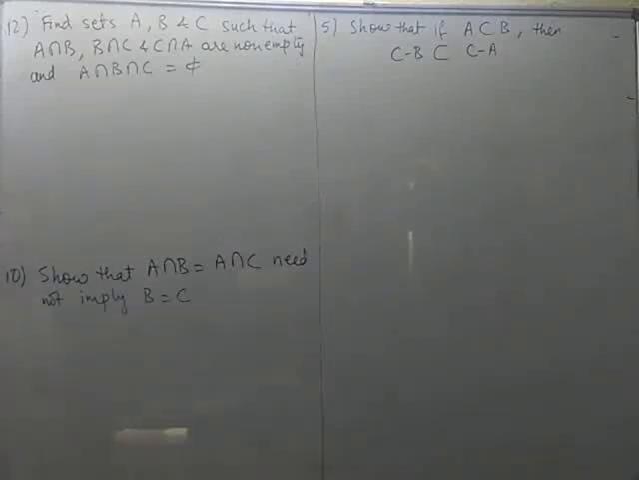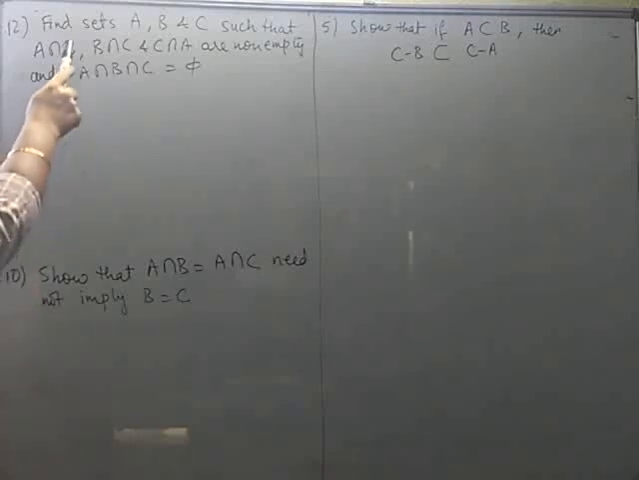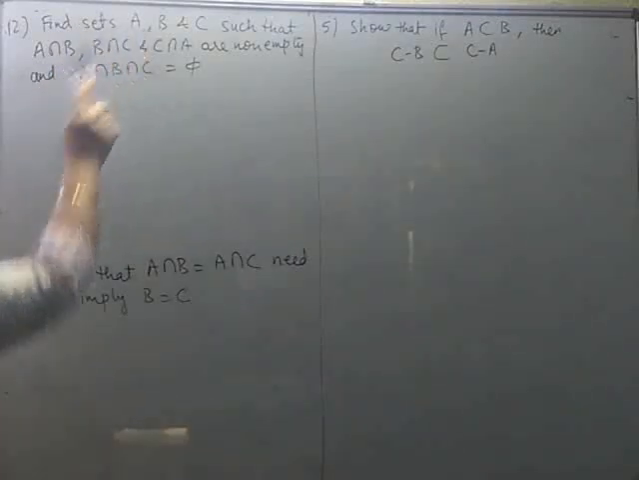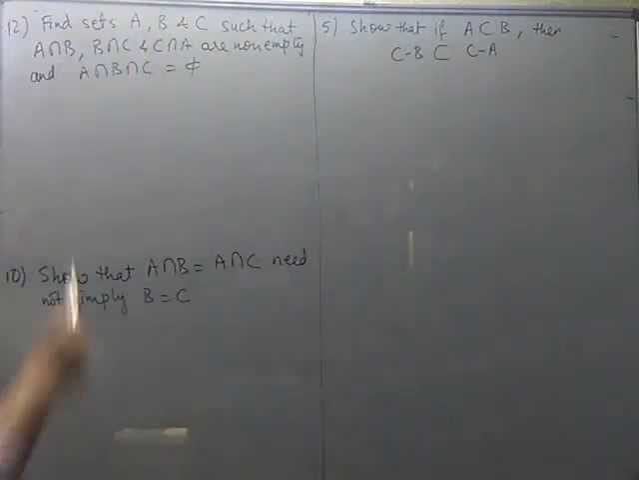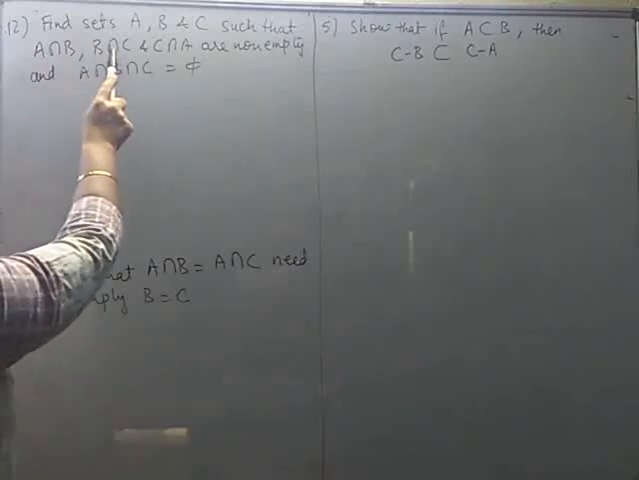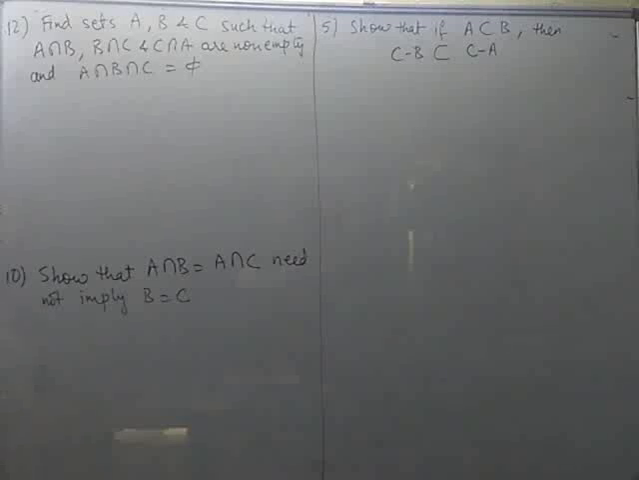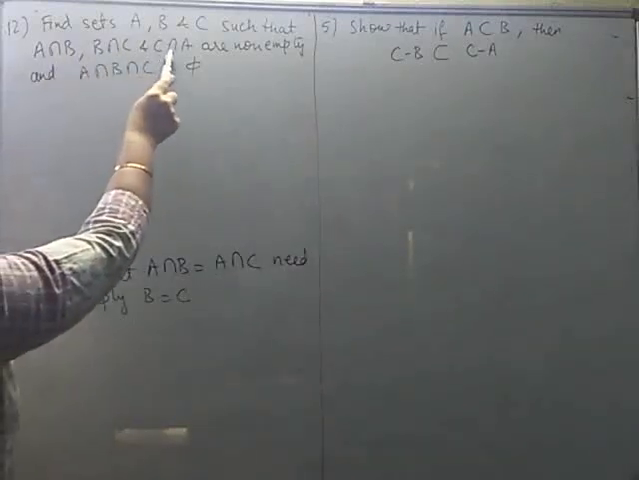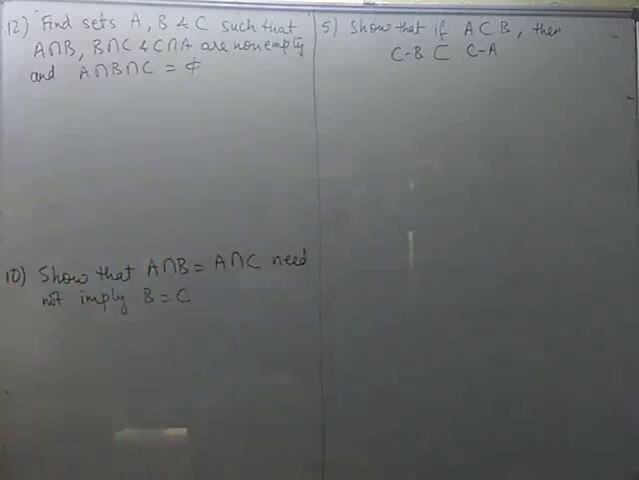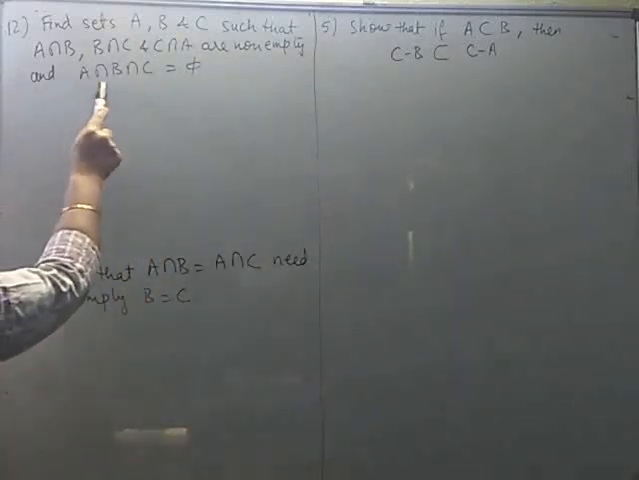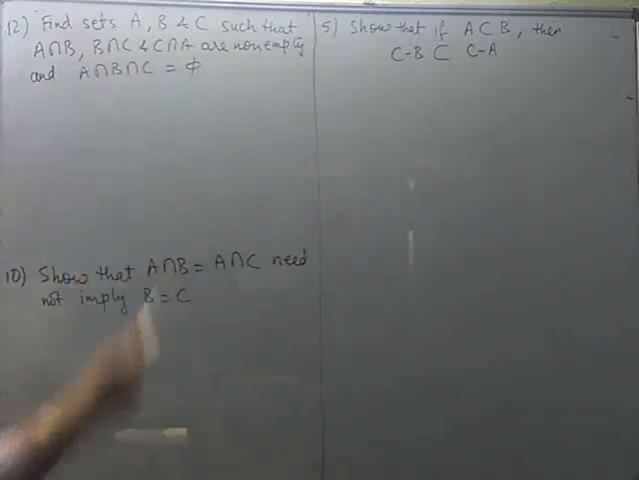Taking some more examples from the miscellaneous exercise. See the 12th one. They are saying find the sets A, B and C such that A intersection B, B intersection C and C intersection A are non-empty. So you frame three sets A, B and C, but ensure none of these pairwise intersections should be empty set. But they have to be framed in such a way that when we take intersection of these three, it comes out to be a null set.